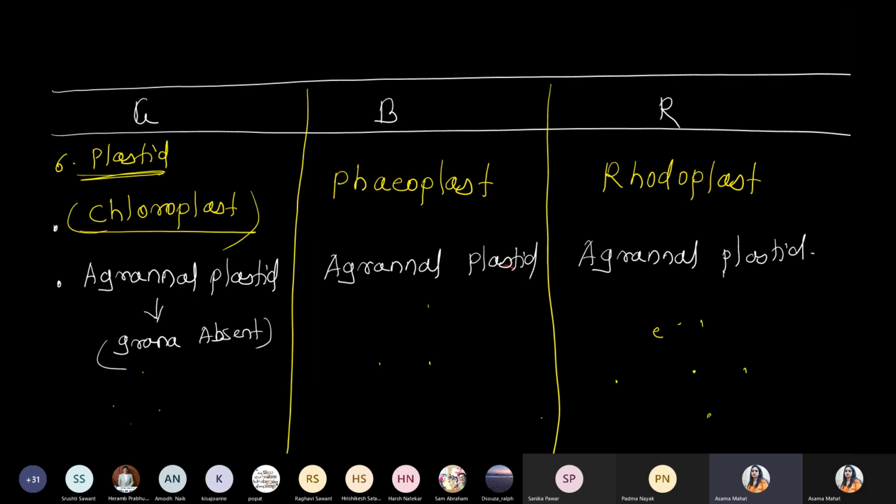Yes Yash, thylakoids are present in an unorganized manner. And I hope we saw the numbers too, that it will be agranal. But now in case of chlorophyceae, 2 to 20 thylakoids are present, in case of phaeophyceae 3 to 5 thylakoids are present, and in case of rhodophyceae only a single thylakoid is present. So simple names: chloroplast, phaeoplast and the rhodoplast. Got it? Okay. Number 7, pigments, photosynthetic pigments.